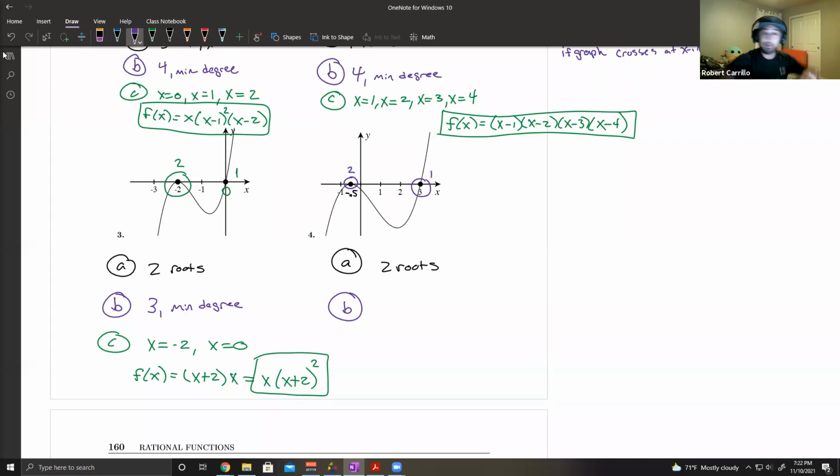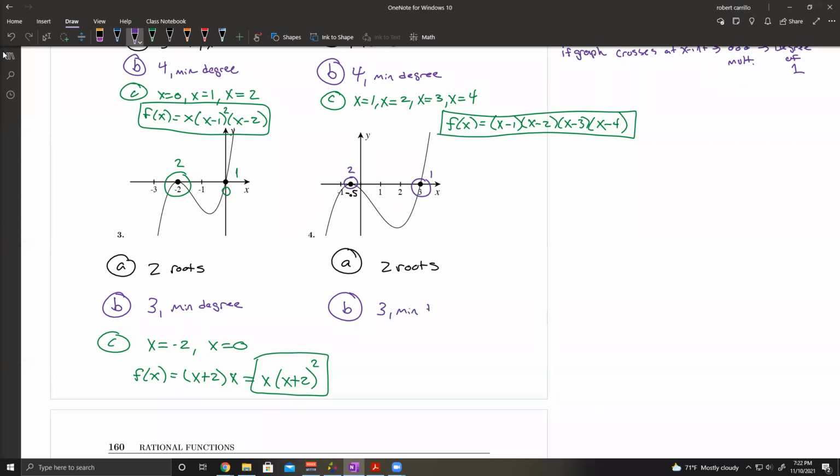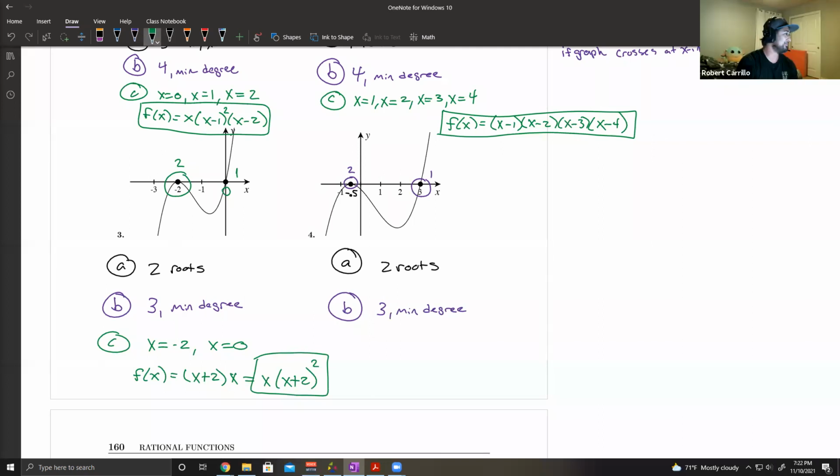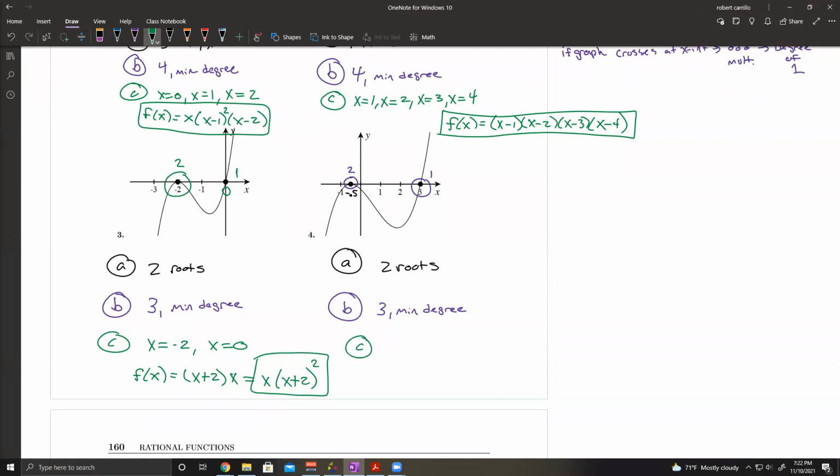So what is our minimum degree total? 3. Where am I getting that wrong? You good? Can't go wrong with that one. The numbers, okay. All right.